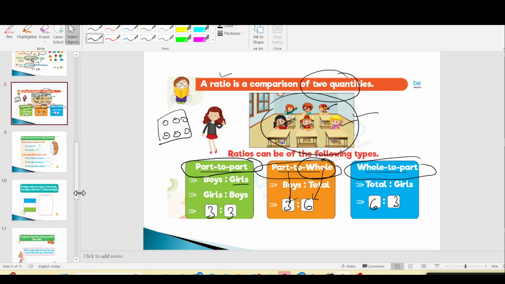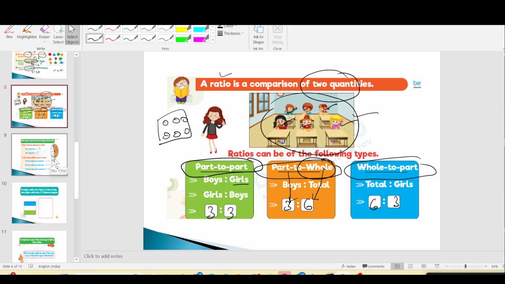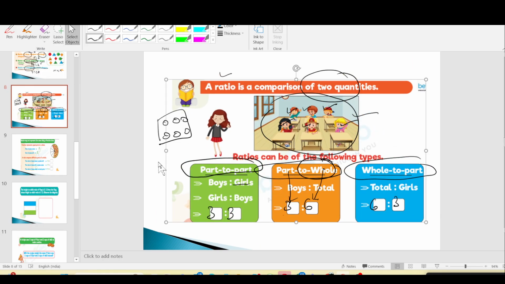Okay? Miss, I don't get it. Okay. Basically what I'm saying is there are three types of ratio. Part means part of total students, like boys or girls are the part of total students, right? When we are finding boys and girls ratio, they both are part of total students. Whole means total. When we are finding part to whole, part means boys or girls, their ratio with total students. Total is whole, right?